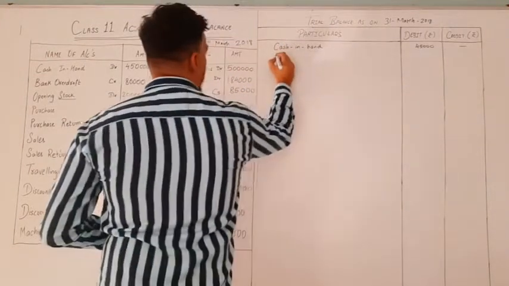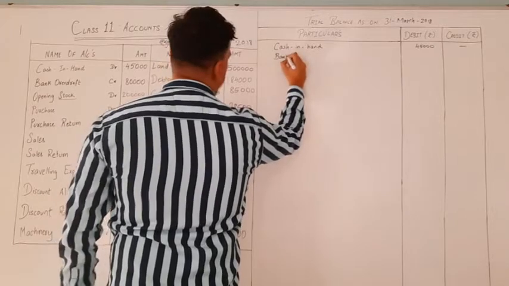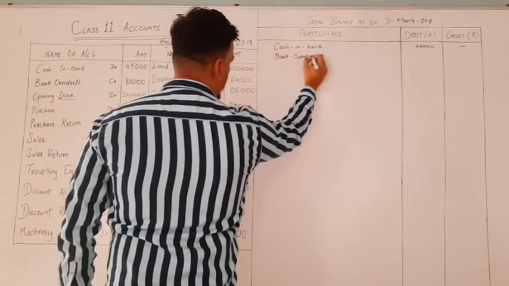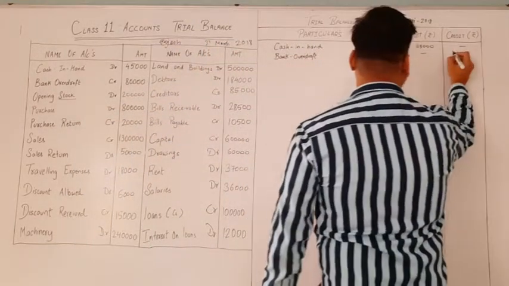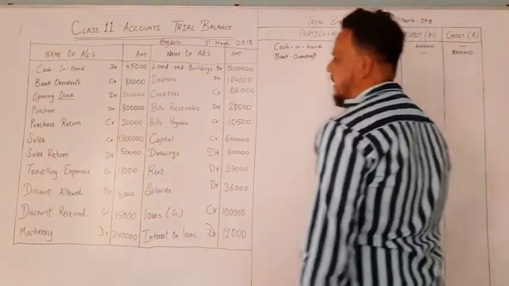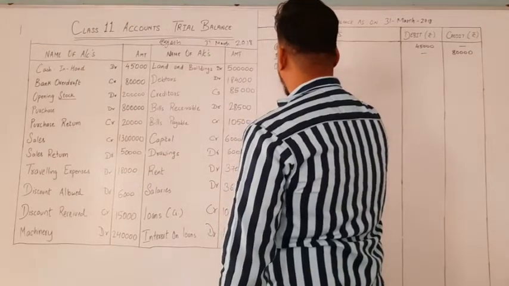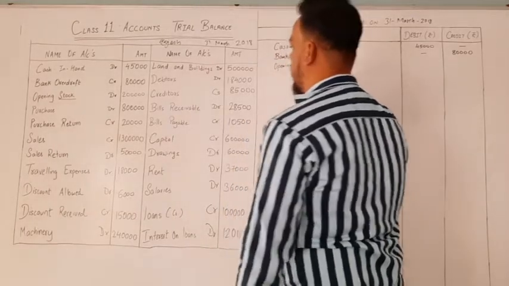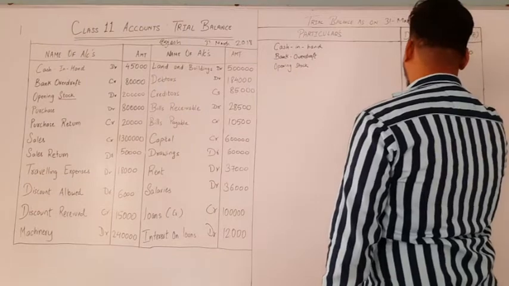I'm writing here, a small one, so you can understand easily. Bank overdraft. The bank overdraft amount is 80,000. So I'm dashing the debit side and writing 80,000 on the credit side. Next is opening stock. So I'm writing opening stock, which comes under the title of debit, as 2 lakh rupees.